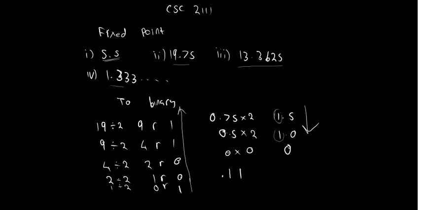So this is basically 10011.11. So read this one upwards, read this one downwards, and always remember when you multiply by 2, keep the whole number part and then multiply the decimal part again. So this is how we represent our 19.75 in binary. So in the next few parts we're going to do these.